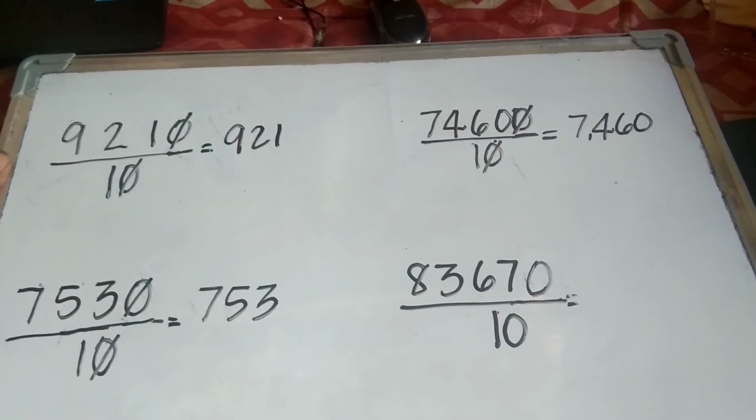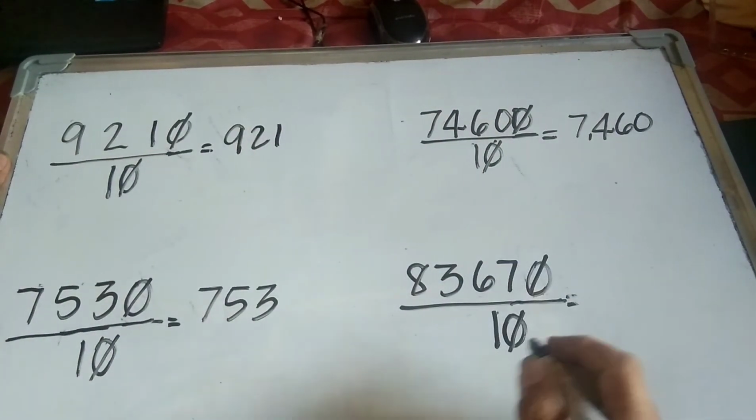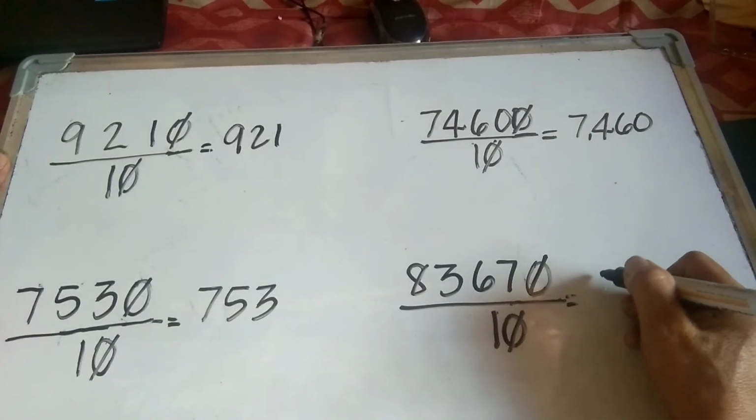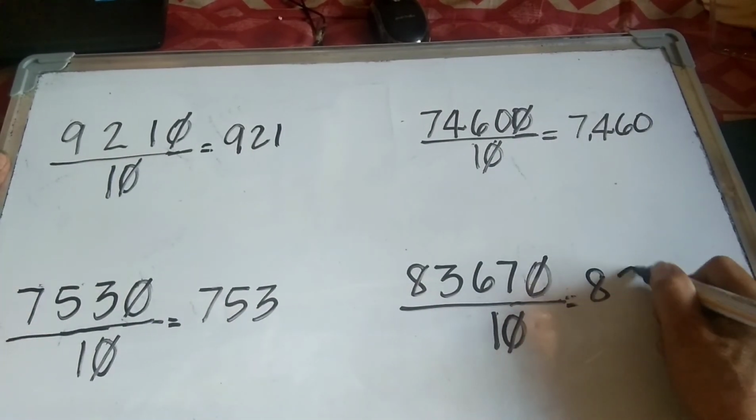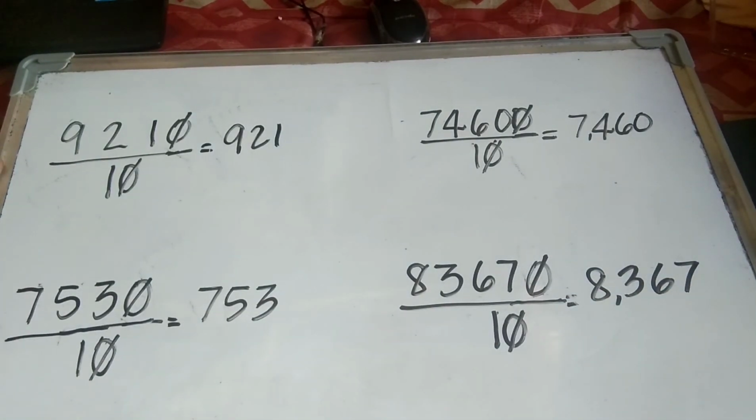Okay. Next, again, cancel 0 because you need to do the shortcut. So what is left? 836. This is easier than doing the long method of division. So why not go to the shortcut when you have an easier way of getting your quotient by using shortcuts?